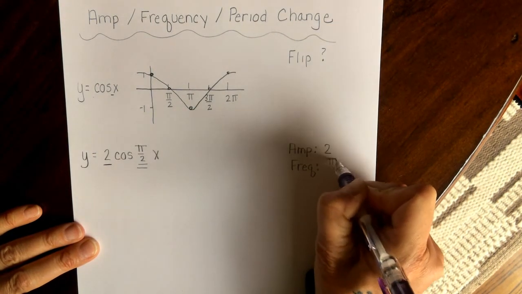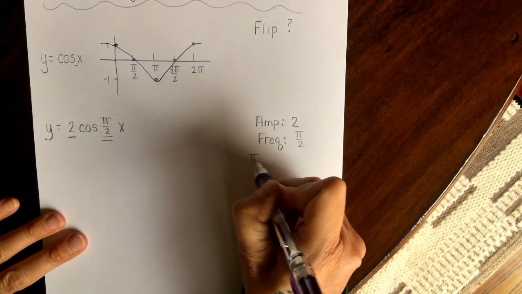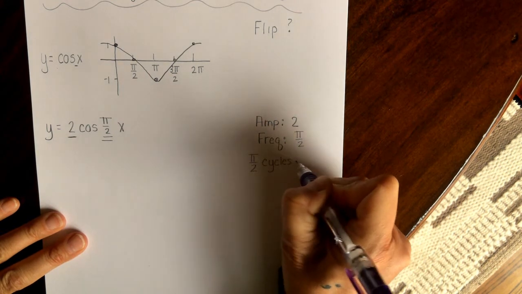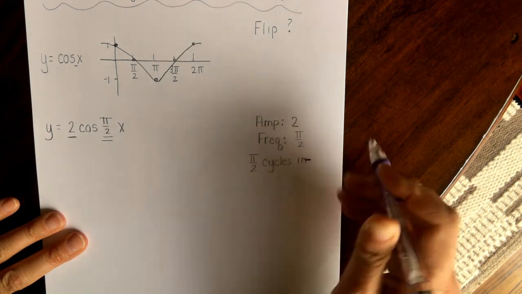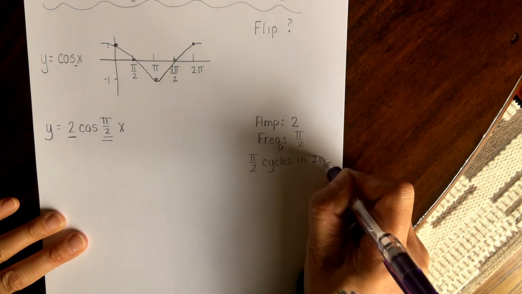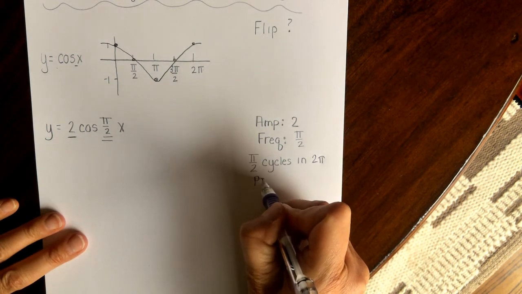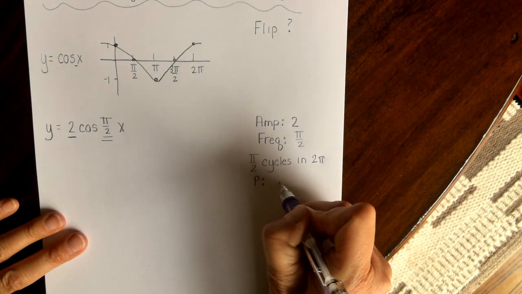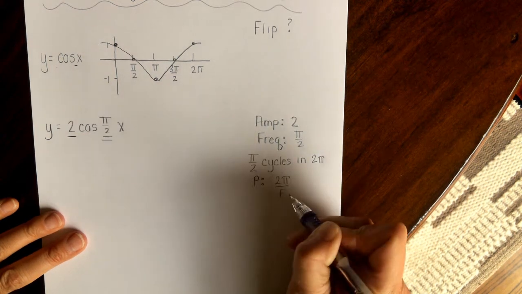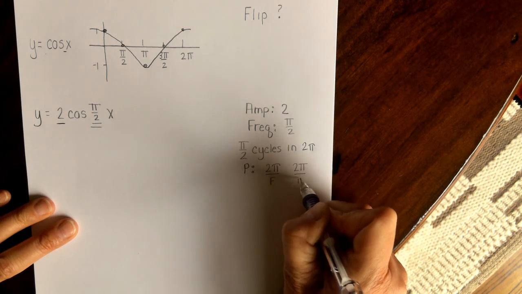is pi over 2, and what that means is there's pi over 2 cycles in 2 pi. Okay, we need to find our new period. Remember, finding our period, you take 2 pi and you divide it by your frequency. So in this situation, it's 2 pi divided by pi over 2.